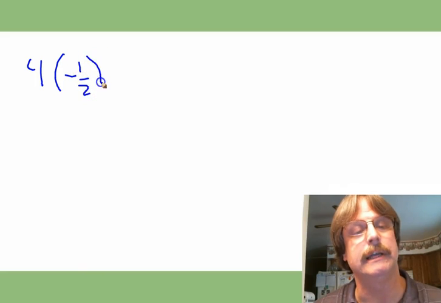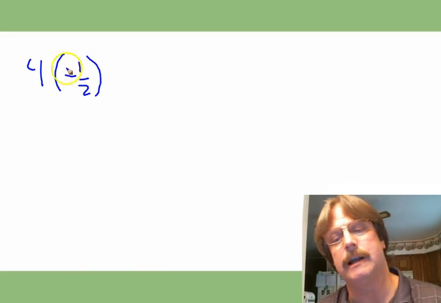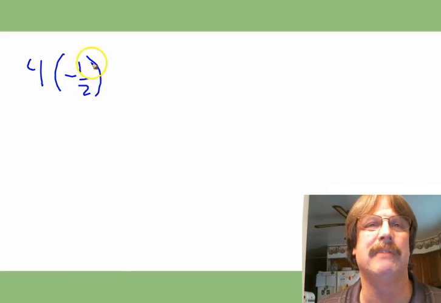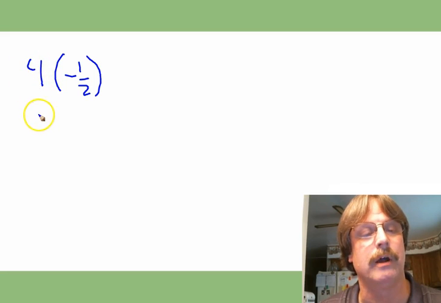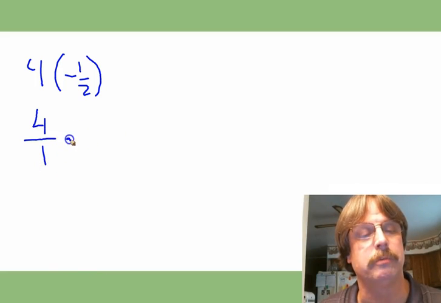I want you guys to really get used to using fractions. I know it seems to scare everybody, but multiplying and dividing are really the easiest things. I think adding and subtracting are a little bit harder than this. So the first thing we want to do is change this whole number into a fraction. You simply take the 4 and put it over 1. Then you multiply, and you keep the -1/2.